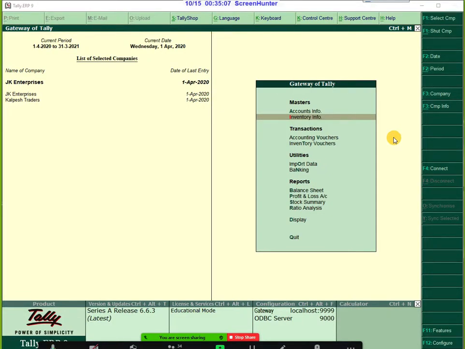To pass the transaction entries in GST, we have created a company as JK Enterprises and got the company ready for GST enable. So let us see which ledgers we require for the purposes of entering the transactions.